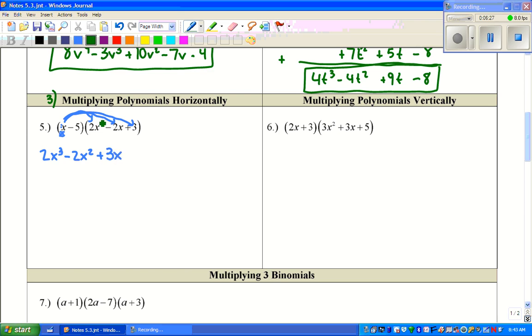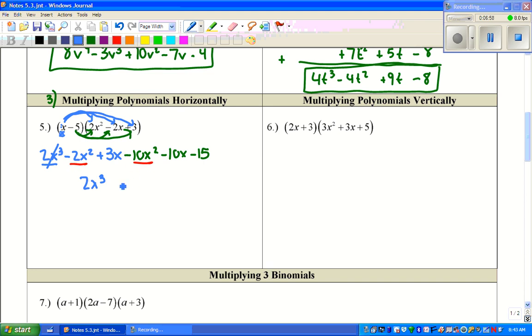Now I'm going to take this negative 5 and I'm going to distribute it here, here, and here. I'm going to multiply that by every single term in that second set of parentheses. So I'm going to get minus 10x squared, minus 10x, and then I'm going to end up with a minus 15. And then we combine some like terms. Nothing matches with this, so I'm just going to bring it down. 2x to the third, cross it off. I have this and this go together, both x squareds.